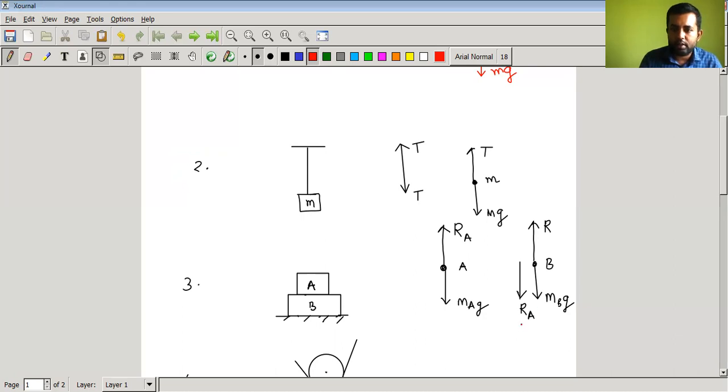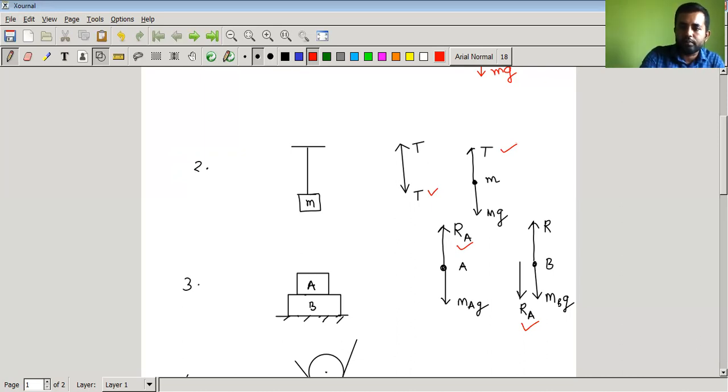Now, just to remind you, this and this are a Newton third law pair. Same way this force and this force. If you can recall, according to Newton's third law, to every applied force there is an equal and opposite force, and both the forces act on different bodies. So the red markers show the Newton third law pair.